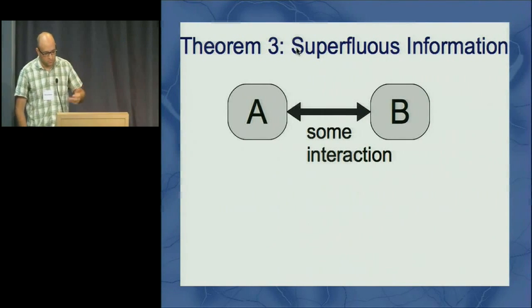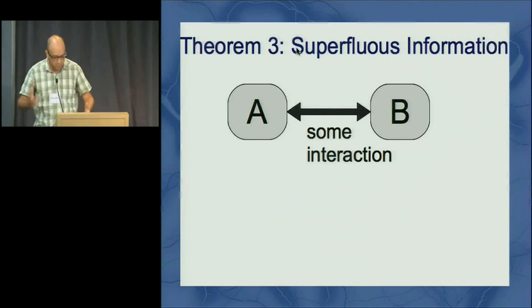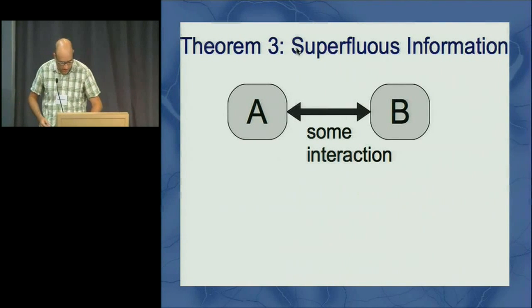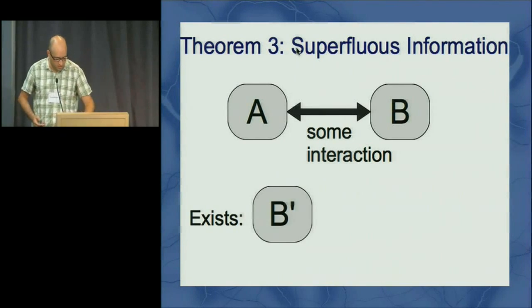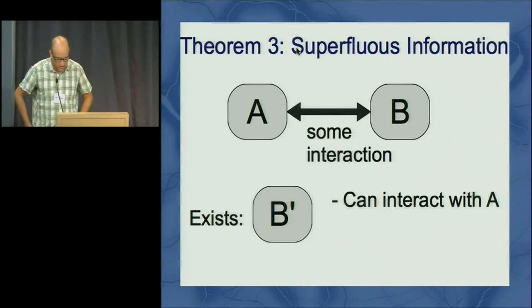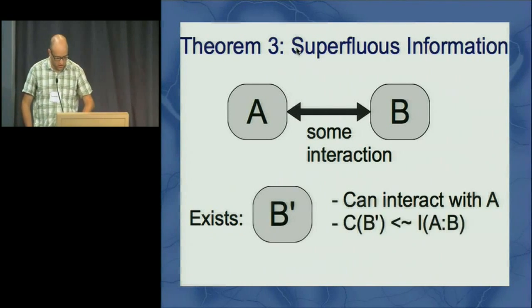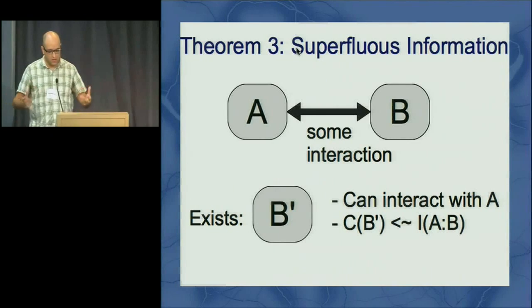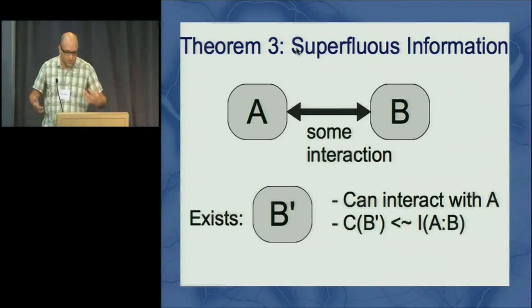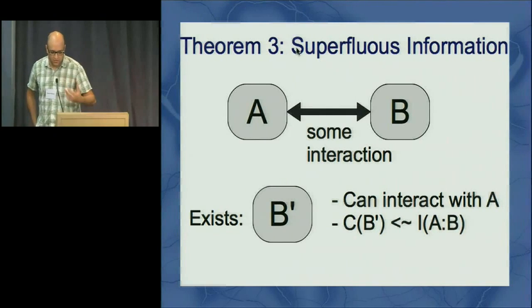Theorem 2 is superfluous information. If you have A and B, they have some sort of interaction, then there exists a B prime that can interact with A, and whose complexity is less than the mutual information of A and B. So it's very simple. It's just saying that if I interact with somebody, I can develop an approximation of that person and still have the same interaction, and all of their information is contained within me.